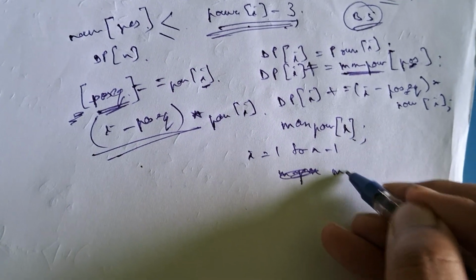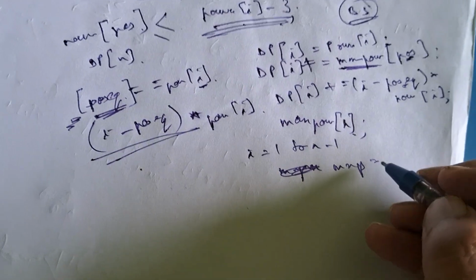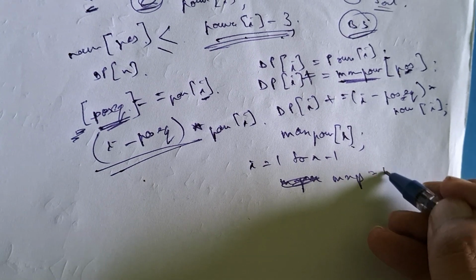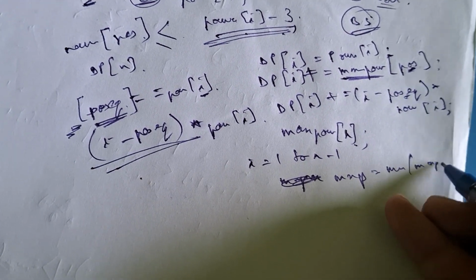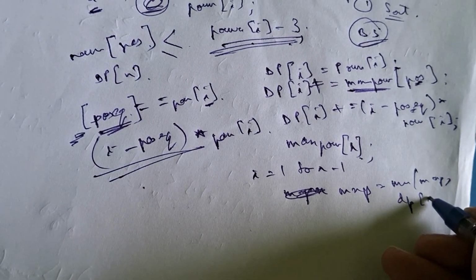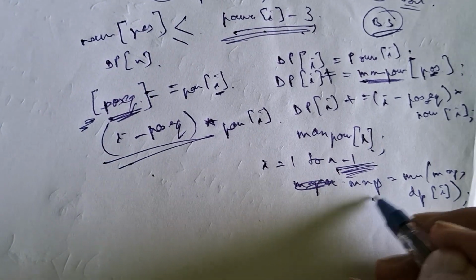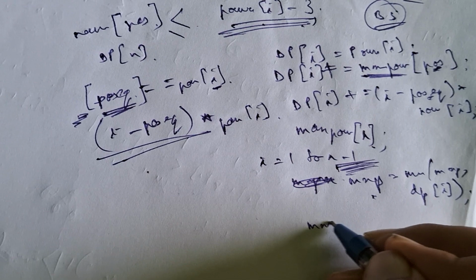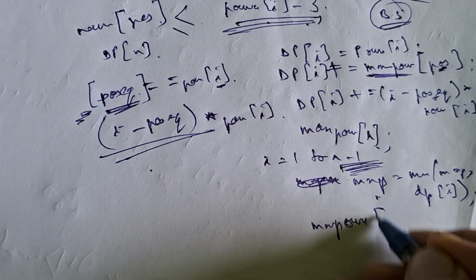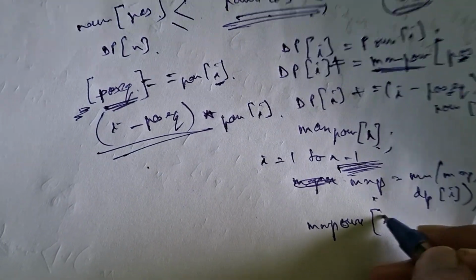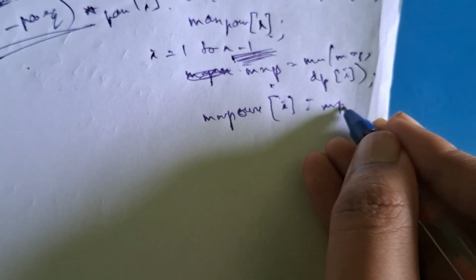max p is equal to maximum of max p comma dp of I. Okay, like after you're done with the whole operations, this is the last thing you have to do. And what you have to make is maximum power I is equal to, sorry, is equal to max p.